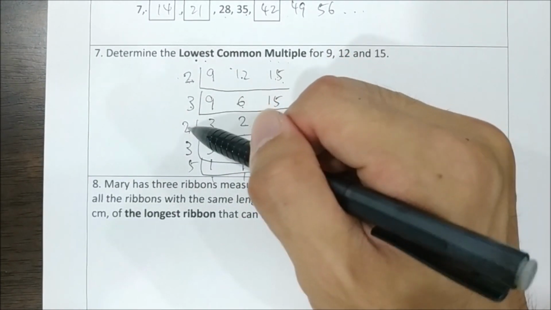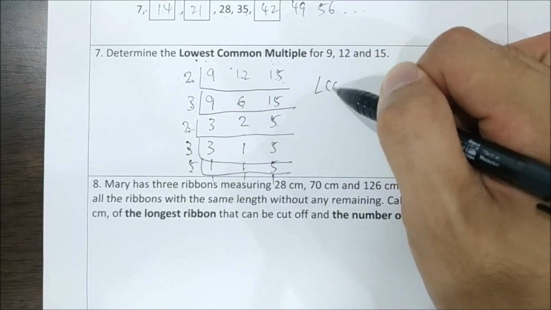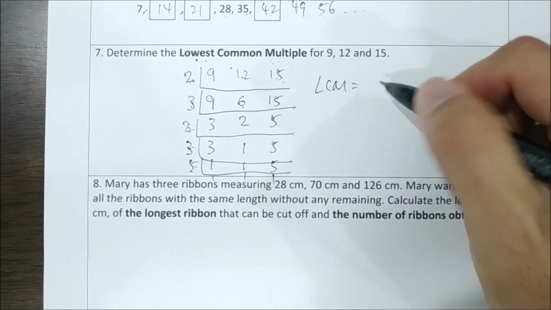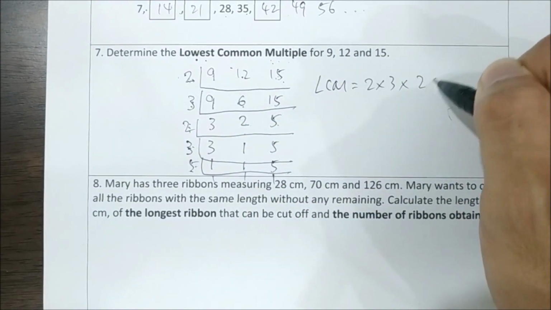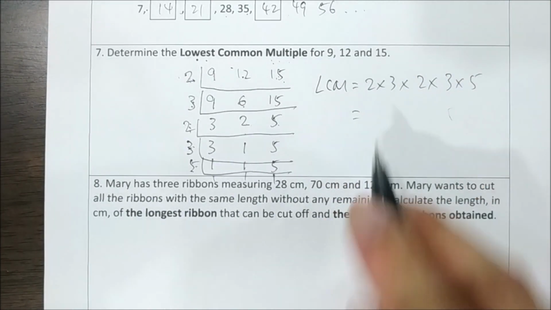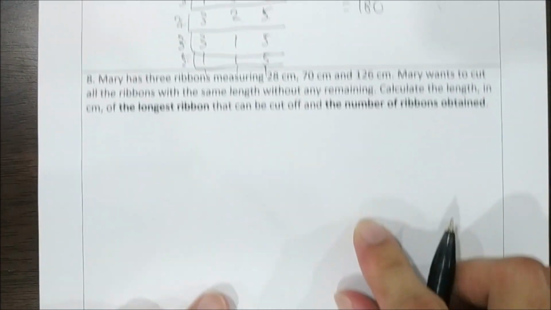So we take all the numbers here, we multiply. So the lowest common multiple, or LCM, equals 2 times 3 times 2 times 3 times 5. Use your calculator, you will get the answer 180. Continue.